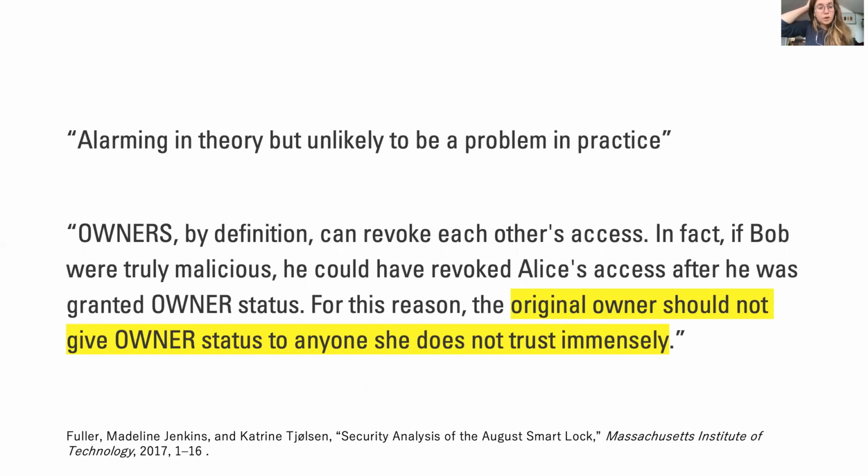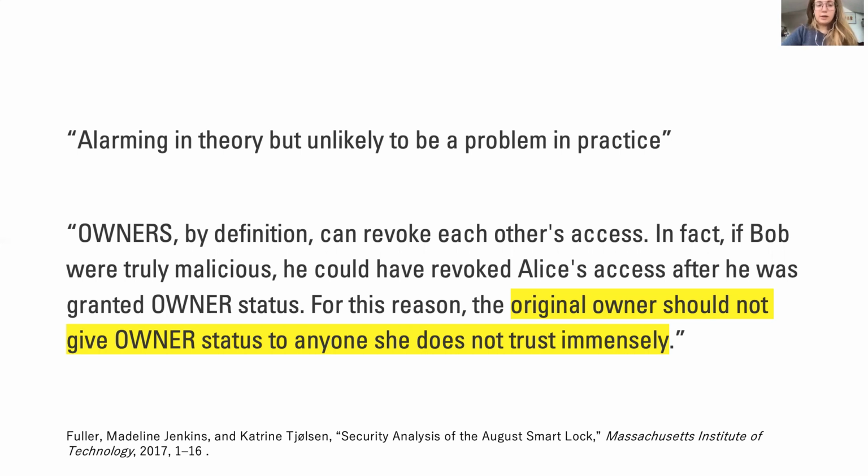But the paper describes this as alarming in theory, but unlikely to be a problem in practice, because owners can revoke each other's access by definition. And if Bob were truly malicious, he could have revoked Alice's access after he was granted owner status. For this reason, the original owner should not give owner status to anyone she does not trust immensely. So a couple of problems here. Trust here is being treated as a static feature, which doesn't change over time. So you should be able to tell if someone's truly malicious at the beginning, which obviously doesn't resemble the way relationships actually work. It's being, I think, broadly dismissive of quite a serious security problem. And lastly, there is an element of victim blaming here, which is blaming Alice for giving owner status to someone.